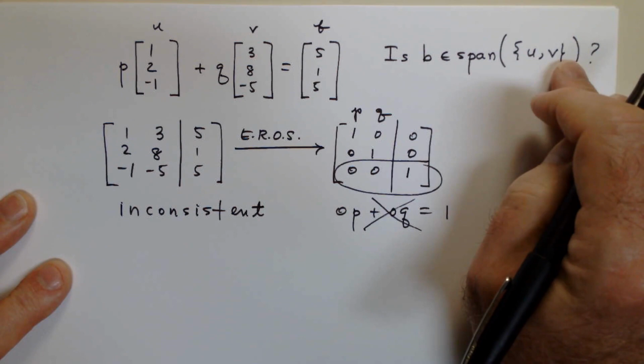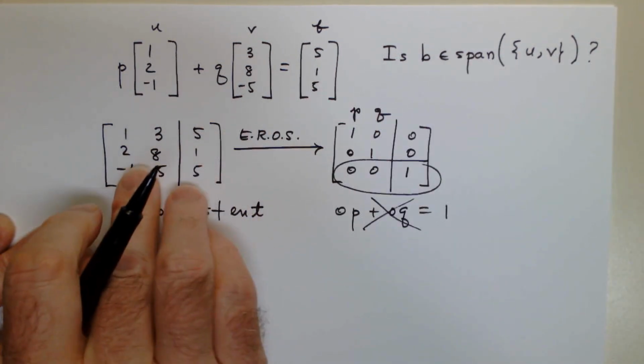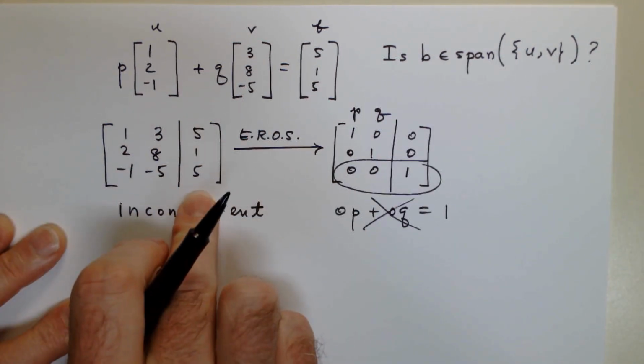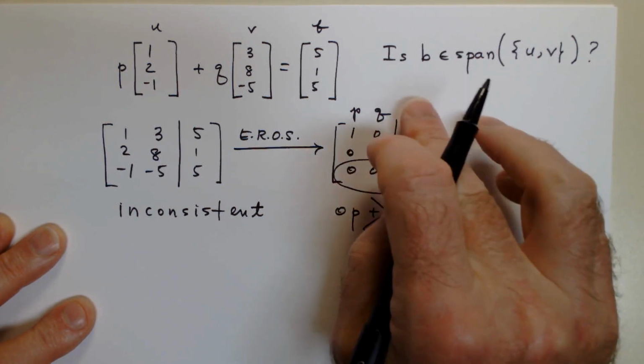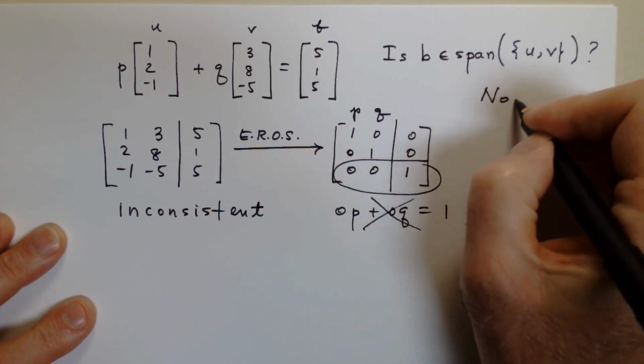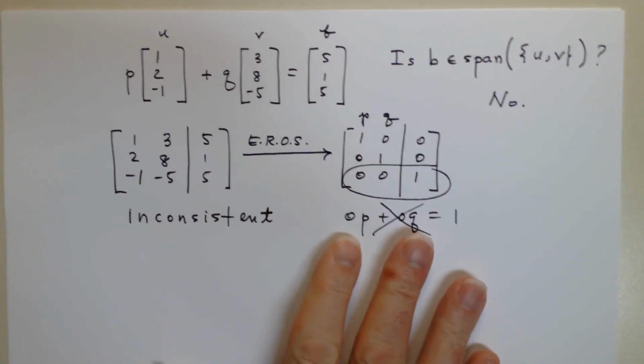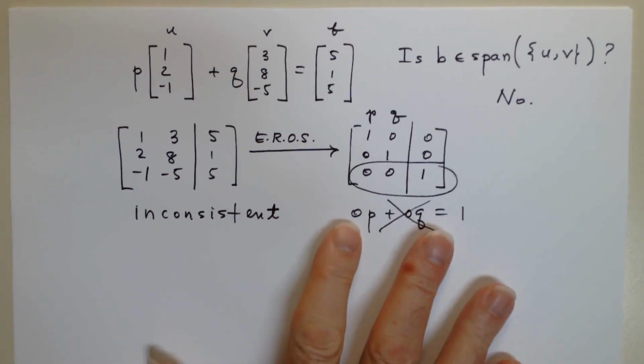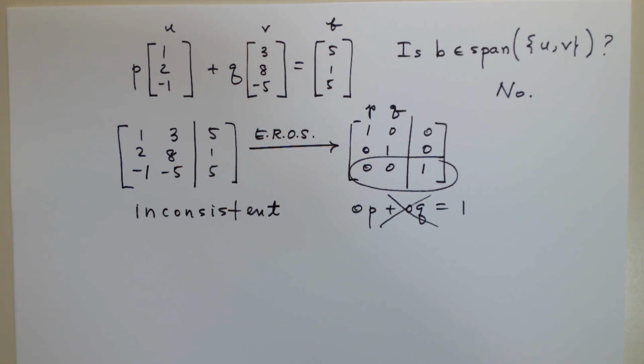And that means that the answer to this question is no. There is no way to combine these two vectors to give us this third vector. So the answer to the question, is b in the span of u and v, is simply no. The corresponding system of equations is inconsistent. Okay, let's head back to the class notes.